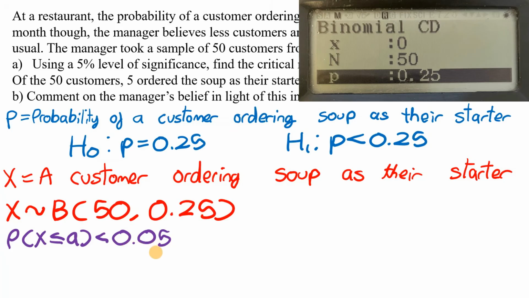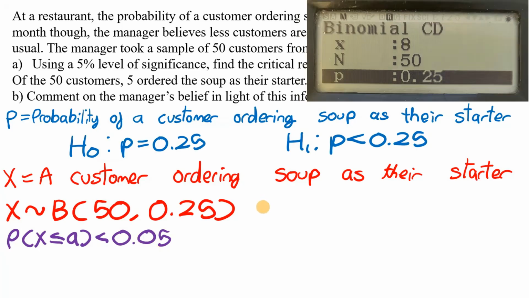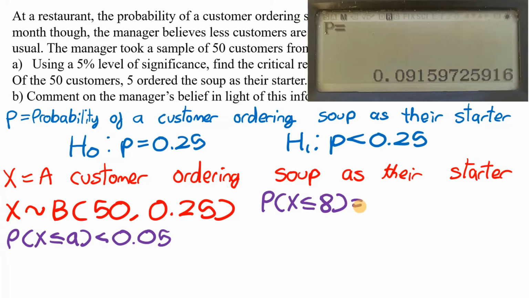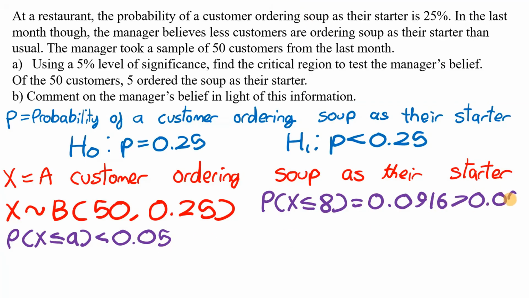So if you start subbing in x values, for example, if you sub in 8, this is going to be the probability that x is less than or equal to 8. If you put this into your calculator to 4 decimal places, this probability is 0.0916. So this is bigger than 0.05, so this probability is too high.